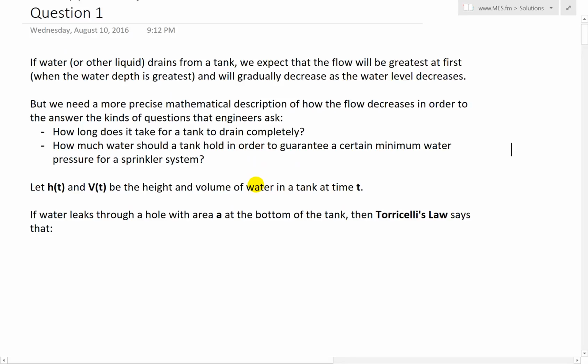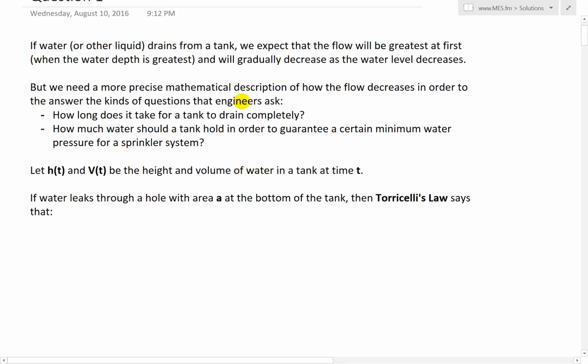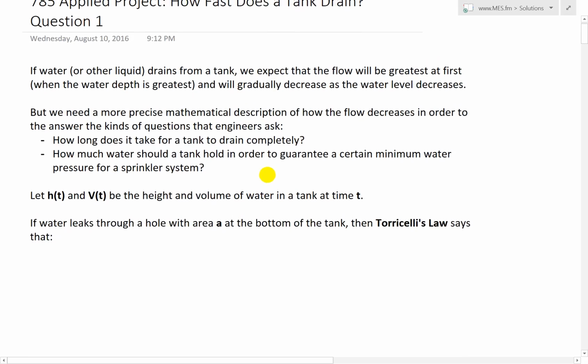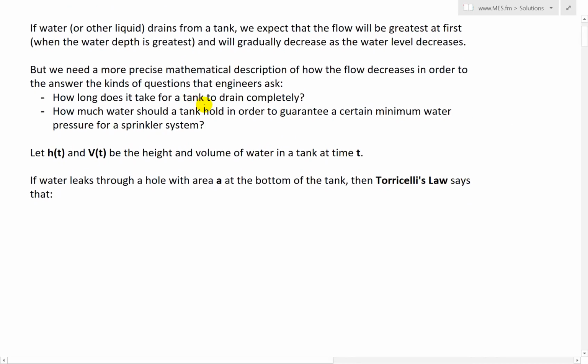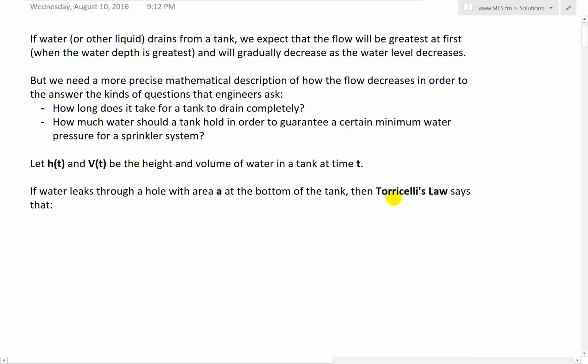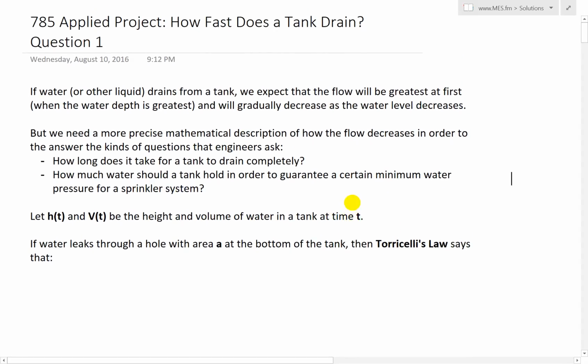Okay, but we need a more precise mathematical description of how the flow decreases if we want to answer more complex questions, basically the ones that engineers ask. For example, how long does it take for a tank to drain completely, and how much water should a tank hold in order to guarantee a certain minimum water pressure for a sprinkler system? And I'll go over those as we go through this applied project.